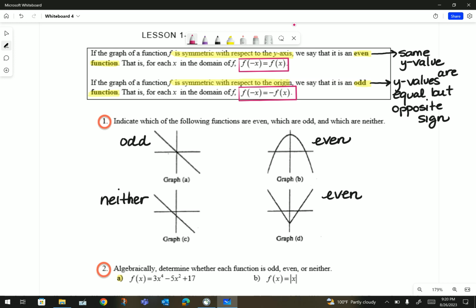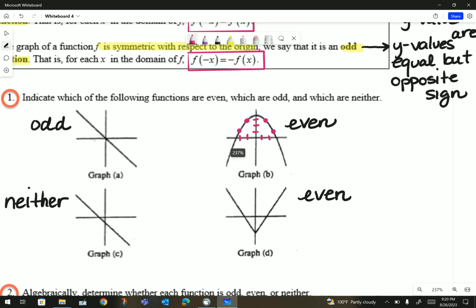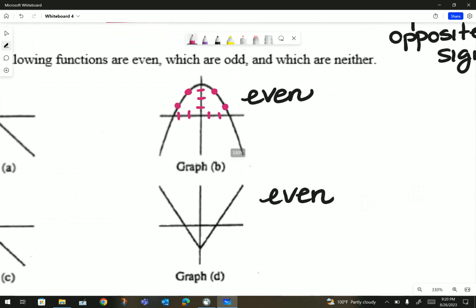I want you guys to notice this. If I picked a point right here and a point right here, and let's pick another pair that are mirror images. So these pairs of points are mirror images of one another. If I made some tick marks here just to identify the values of these points, okay? Let me zoom in here a little bit.